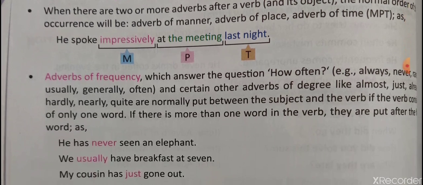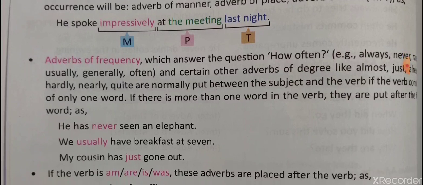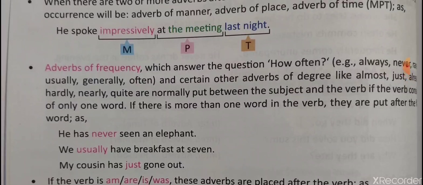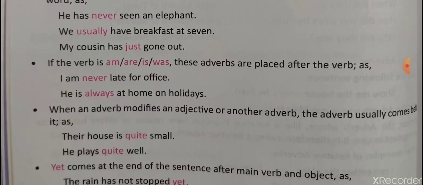Next is adverb of frequency, which answers the question how often. Adverbs like certainly and certain other adverbs of degree like almost, just, already, hardly, nearly, quite are normally put between the subject and the verb if the verb consists of one word. If there is more than one word in the verb, they are put after the first word. He has never seen an elephant. We usually have breakfast at 7. My cousin has just gone out.